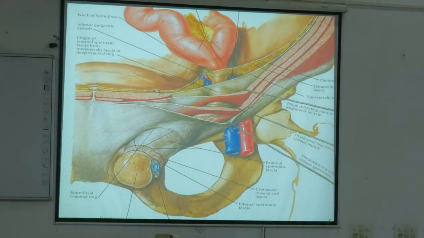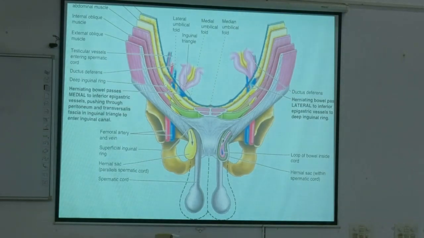Okay, previous one. See, here it is shown the direct inguinal hernia. See, it is lying medial to the vessels. Direct inguinal hernia. And here it is passing through the deep ring, mainly indirect inguinal hernia, lateral to the inferior epigastric vessels to the deep inguinal ring. Next.